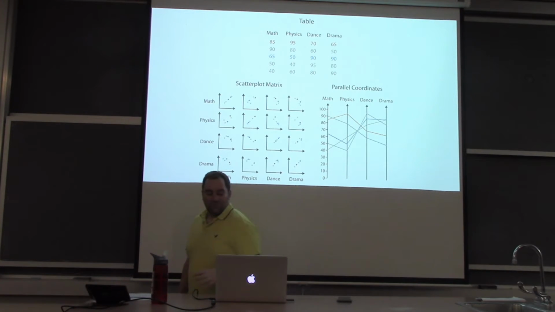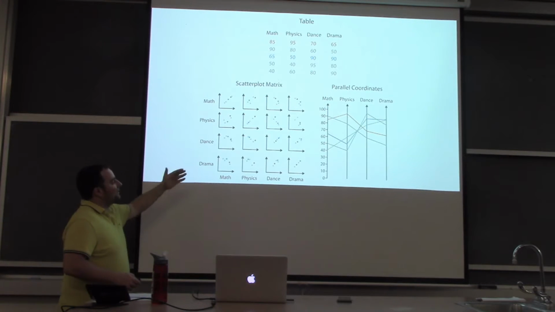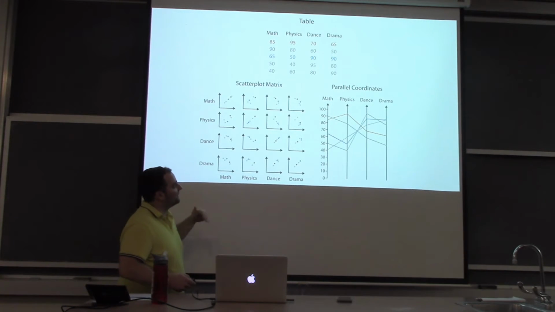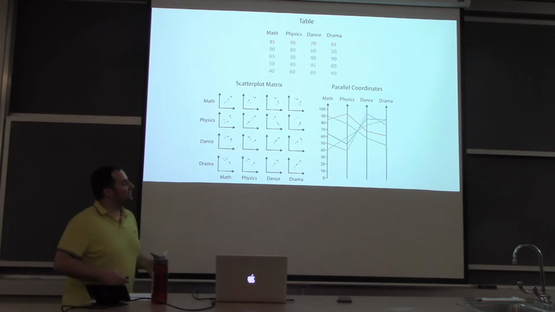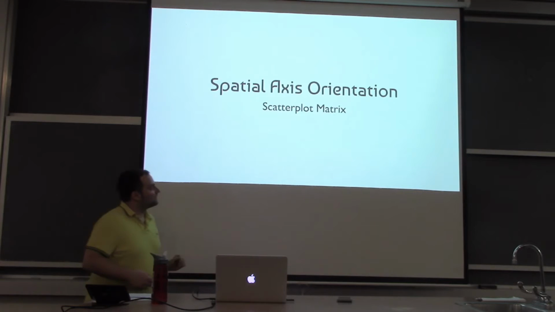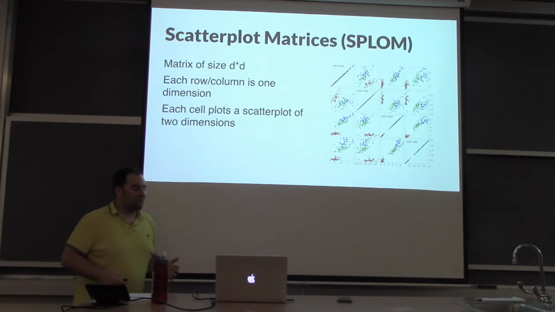So here are the two major rectilinear and parallel layouts: scatter plot matrices and parallel coordinates. Here you have an example of how these two correlate to each other. We'll talk about them in a little bit more detail. Here we use spatial axis orientation in a scatterplot matrix.